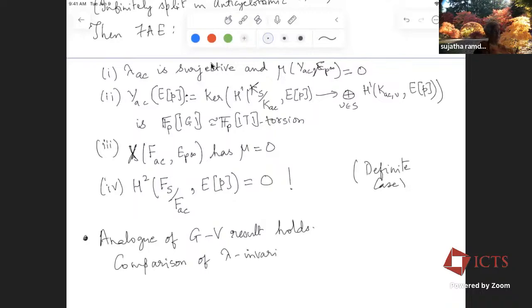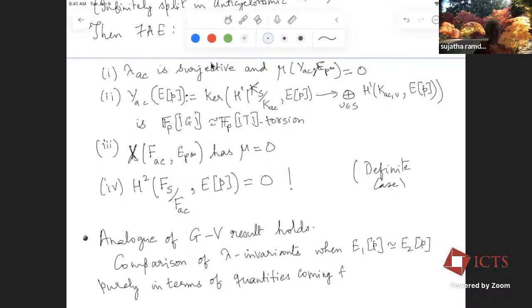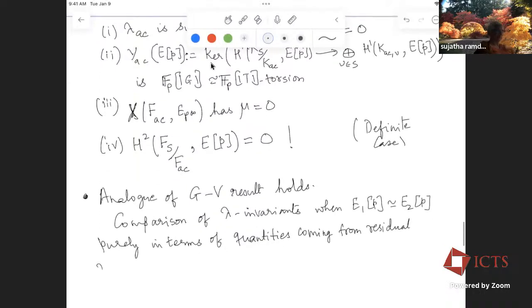Comparison of lambda invariants when the residual representations are isomorphic, purely in terms of quantities coming from the residual representation. Our proof also covers a few more cases which were not covered earlier by Pollack-Weston and so on. But in any case, these methods are completely different.